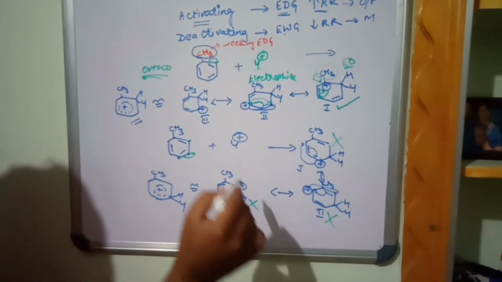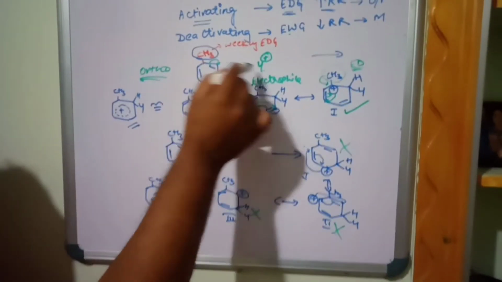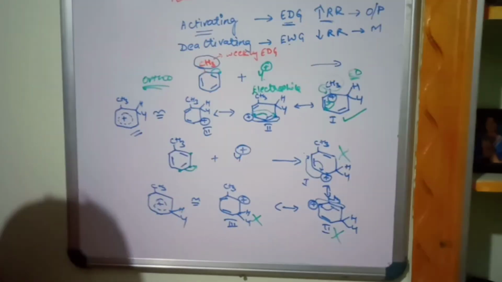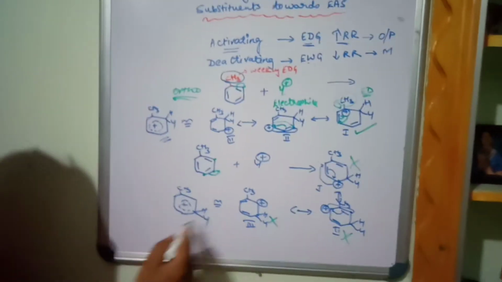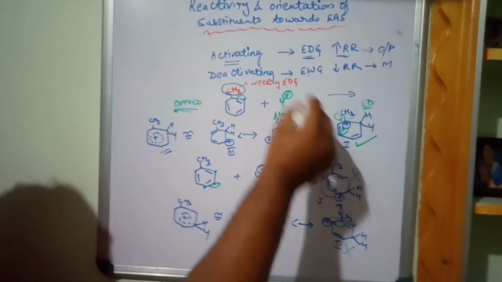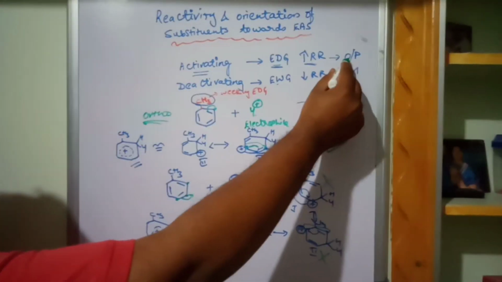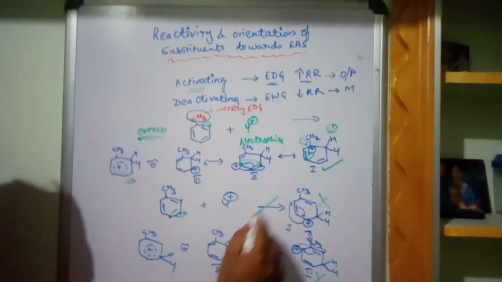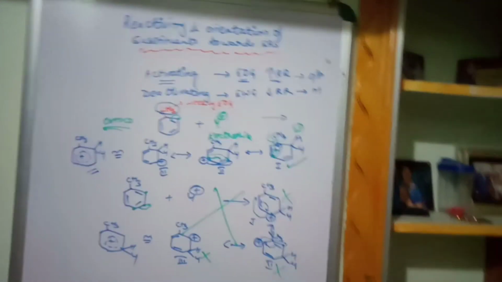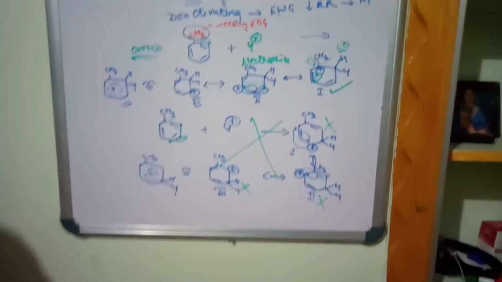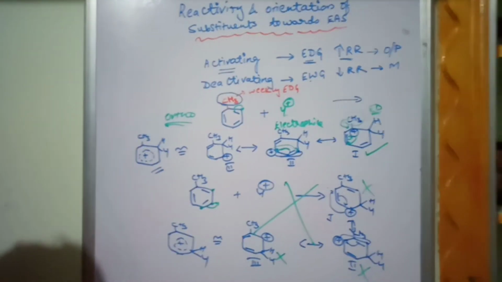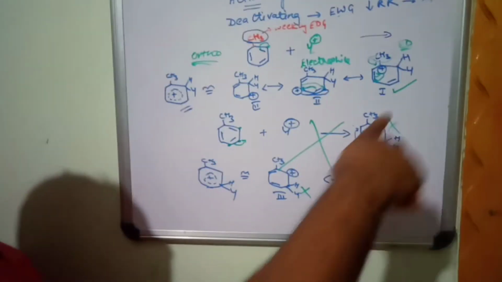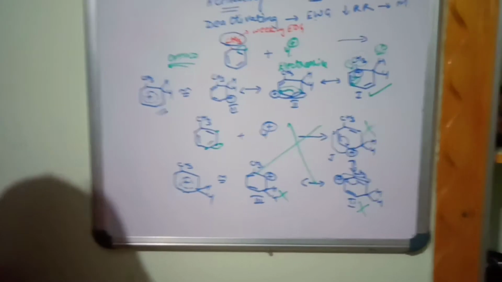Like the first structure of the ortho director, when the electrophile attacks on the ortho position, it is more resonance stabilized. Such a structure we cannot find in the meta position. That's why these activating groups are only ortho and para directors, not meta directors. So the electrophile will not attack on the meta position when an activating group is present. It will attack only on the ortho and para positions, because it gives a more resonance stabilized structure.